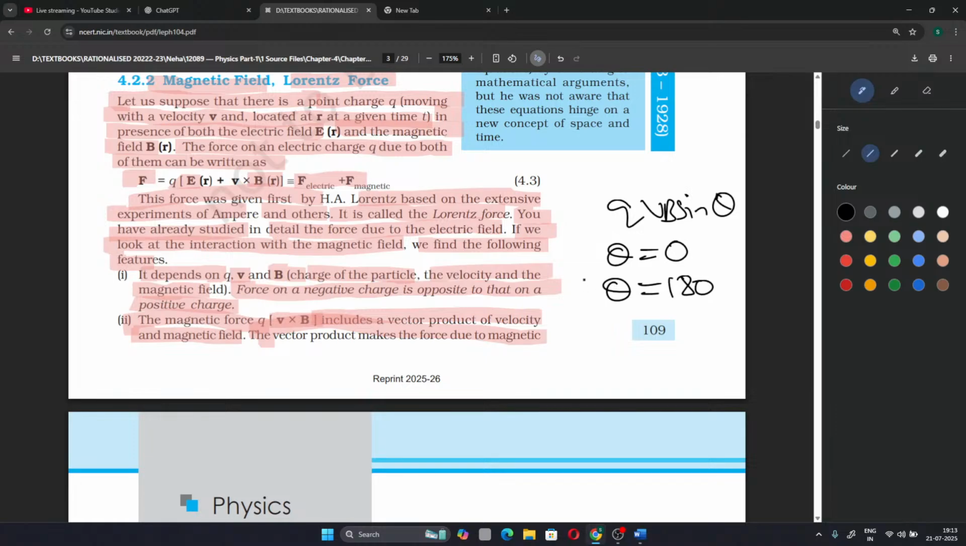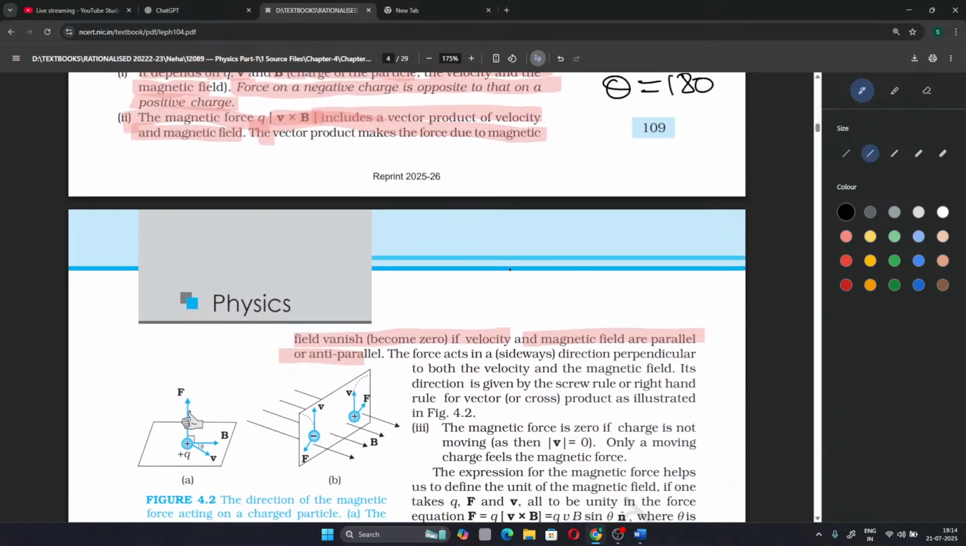In both these cases, if the angle between velocity and the magnetic field is 0 or 180 degrees, that is parallel or anti-parallel, then there will be no effect on the particle due to the magnetic field. There will be no force.